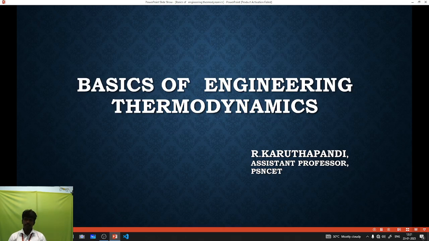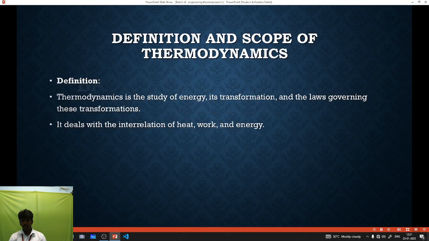What is thermodynamics? Thermodynamics is the study of heat in motion. Definition: thermodynamics is the study of energy and its transformation and the laws governing these transformations. It deals with the interrelations of heat, work and energy.